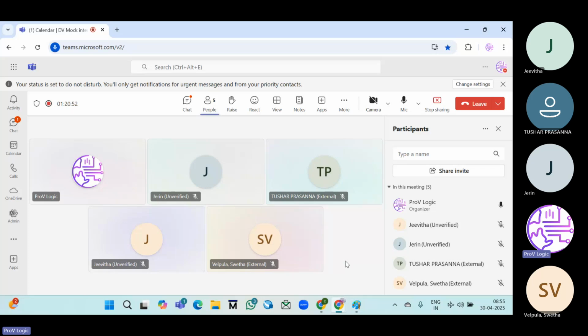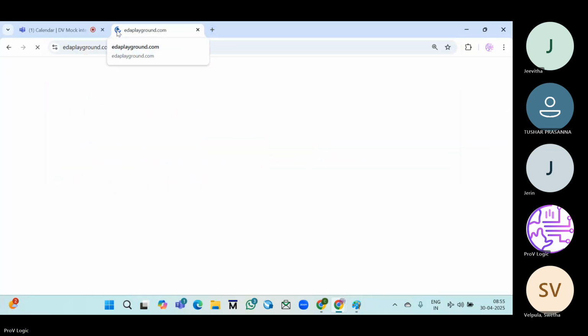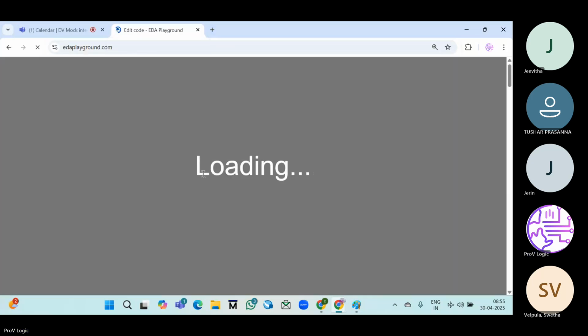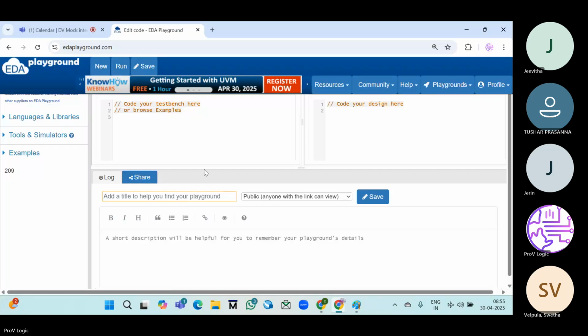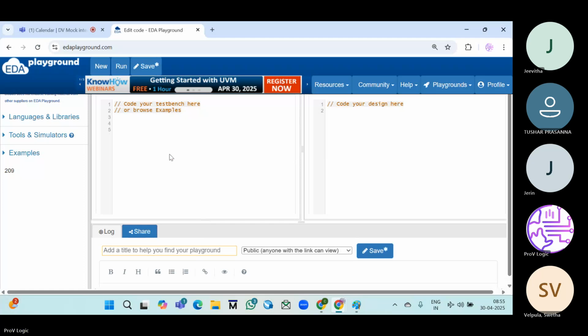$dumpfile means to this testbench, which file you are going to dump. That means the design file. We put $dumpfile, and here we need to mention the design name, whatever design name you are taking, design.vcd. VCD means value change dump.